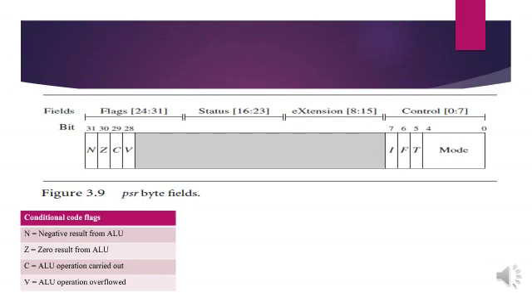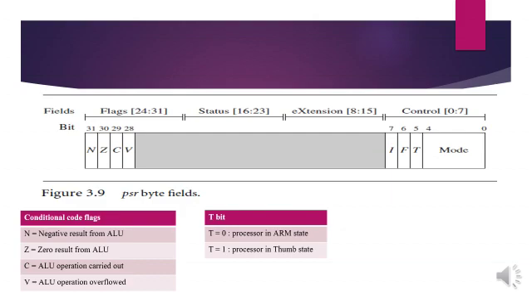This bit is set to 1 whenever an ALU operation generates a signed number overflow of the sign bit of a result. The next field is the control field. It consists of the lower 8 bits of the CPSR register. In the control field, these 4 bits are used to select the particular process mode.